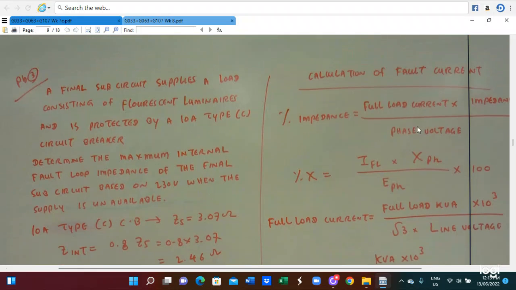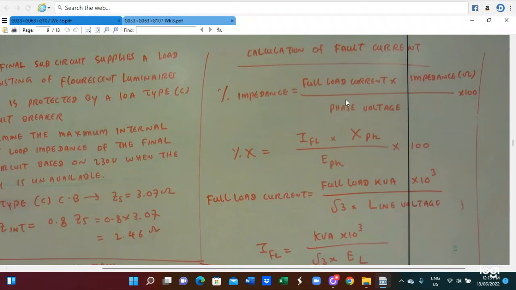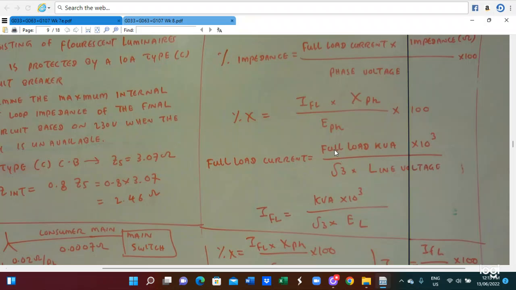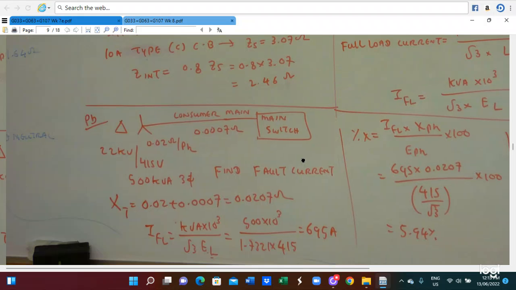Then we also have to do the calculation of the fault current. Percentage impedance is the fault current, full load current multiplied by impedance, divided by the phase voltage, multiplied by 100. So the percentage is I_F Z by E_P into 100. The full load current can be calculated as full load kVA multiplied by 10^3 divided by root 3 times the line voltage. So that is the equation. In this case, a big problem.